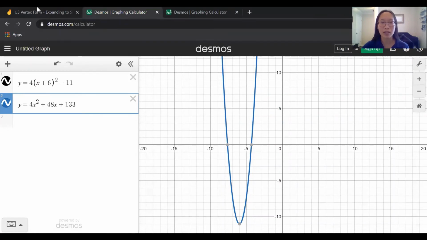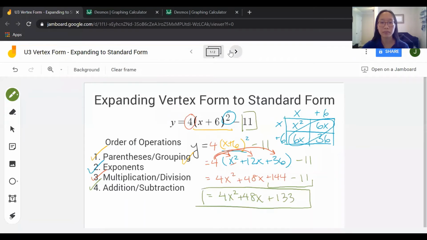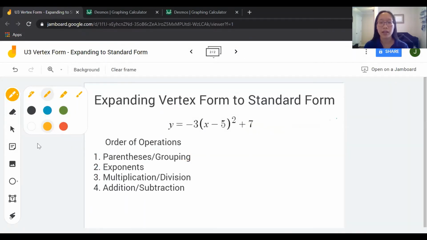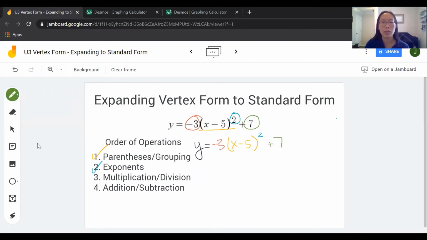Let's try a second example. Here I have -3 times x minus 5 squared plus 7. I have parentheses, I see exponents, I see multiplication, and I see addition and subtraction. So to rewrite this, my terms in parentheses, the x minus 5, are not like, so I can't subtract them, so I'm going to move on to finding the exponents.